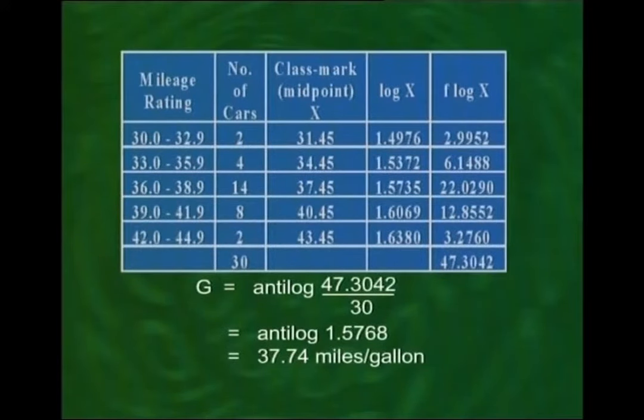Now, in order to compute the geometric mean, we have to take the logarithm of each one of these x values and multiply that logarithm by the corresponding frequency. In this manner, we obtain the last column that you now see on the screen, and the sum of this column comes out to be 47.3042. Dividing it by the total number of cars, that is 30, we get 1.5768, and taking the antilog of this number, the geometric mean comes out to be 37.74 miles per gallon.